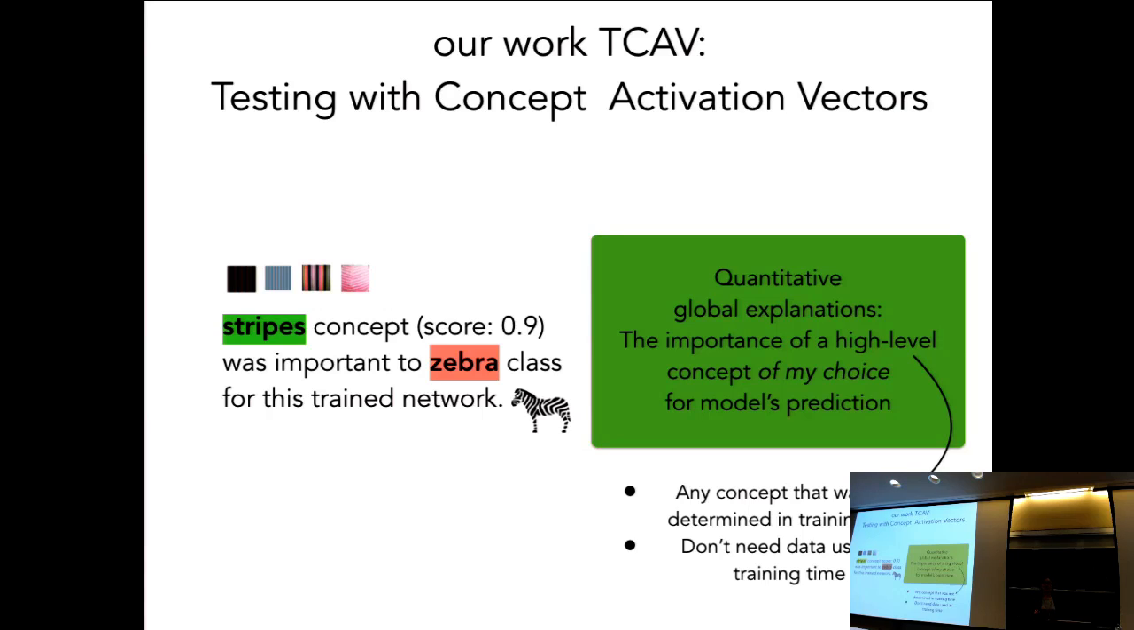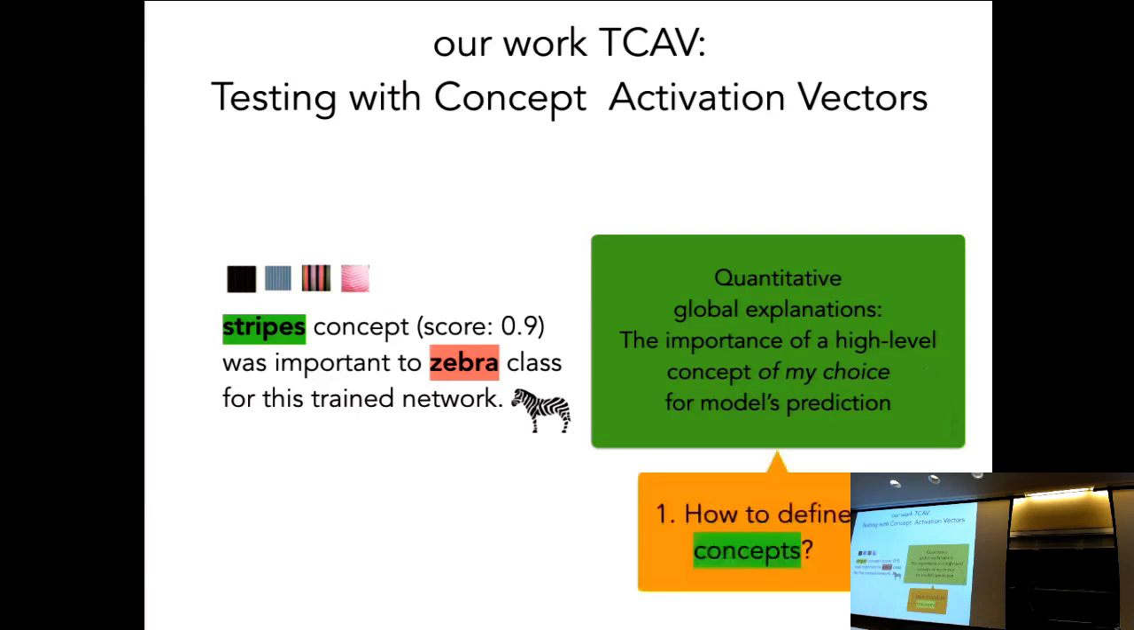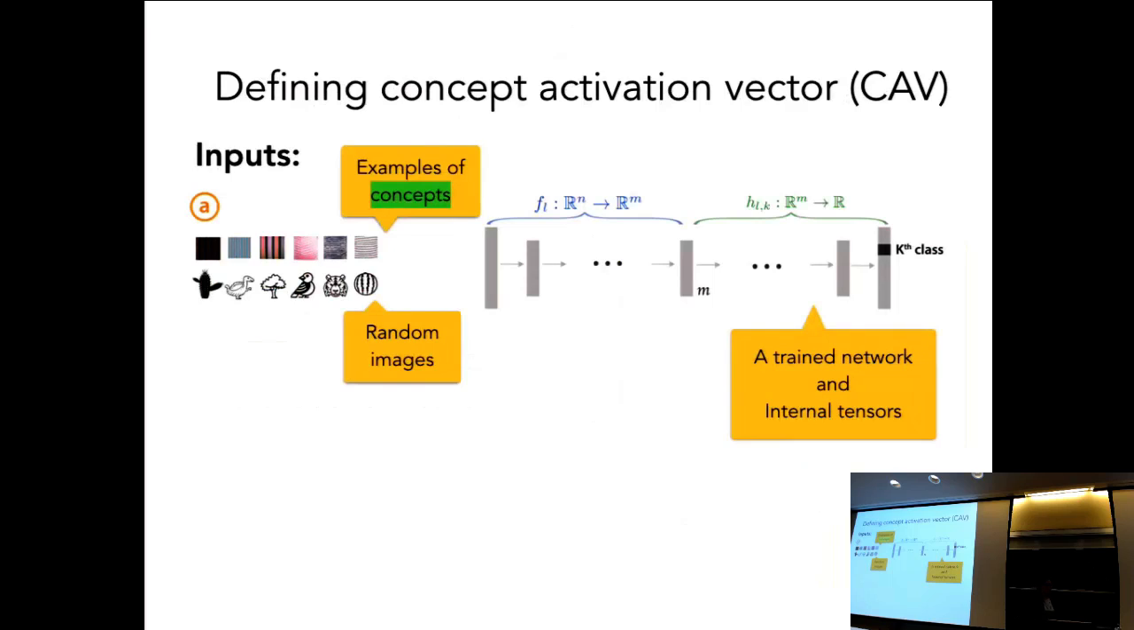Our running example, as I go through the details of the method, is going to be the stripes concept. We're going to see if the stripeness concept was important for the zebra class or not. So that's our running example. Your first question might be, how do you define this concept? It seems abstract. How do you do this? It's actually really simple. You need 3 ingredients to define a concept.